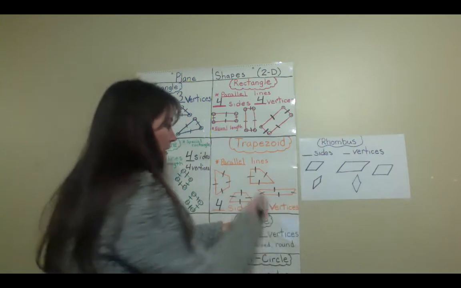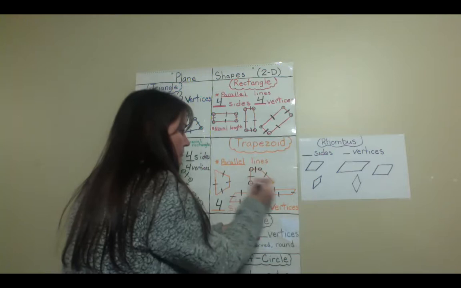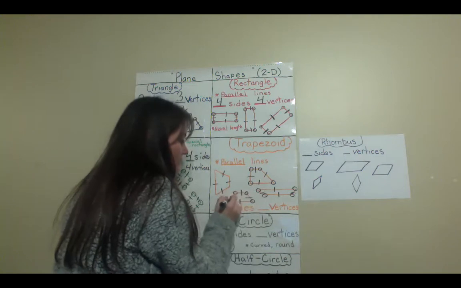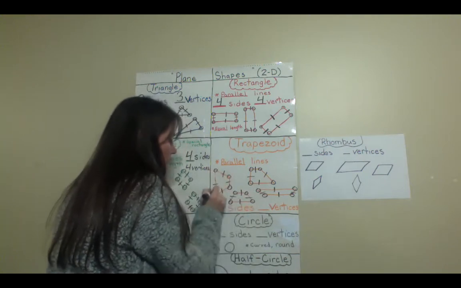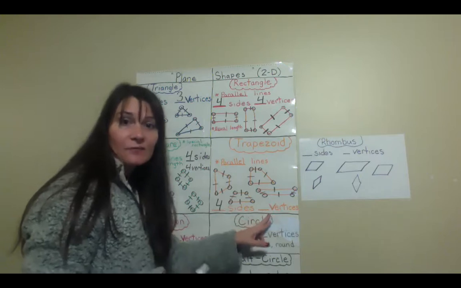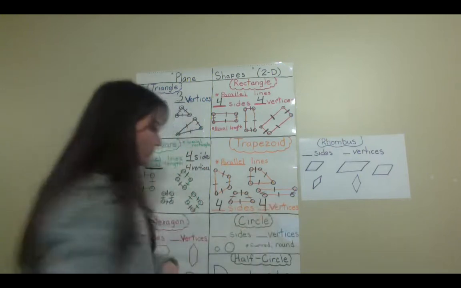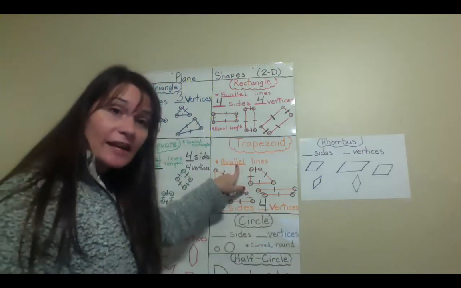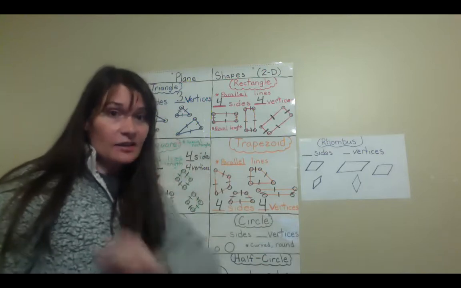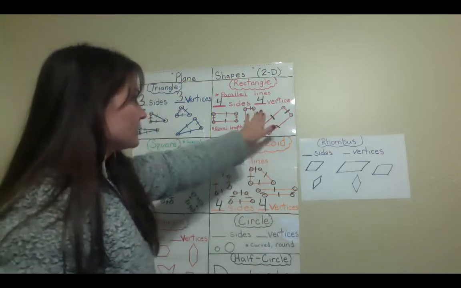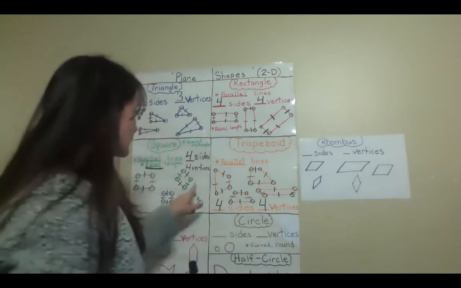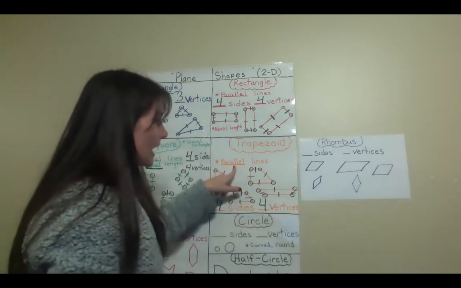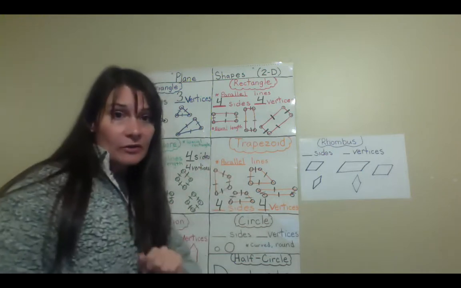But it also has 4 vertices. Remember, those vertices are the corners that are in the shape. So it has 4 vertices. Something special about our trapezoid is that it only has 1 set of parallel lines. Remember, the rectangle had 2. The square had 2. But the trapezoid only has 1 set of parallel lines.